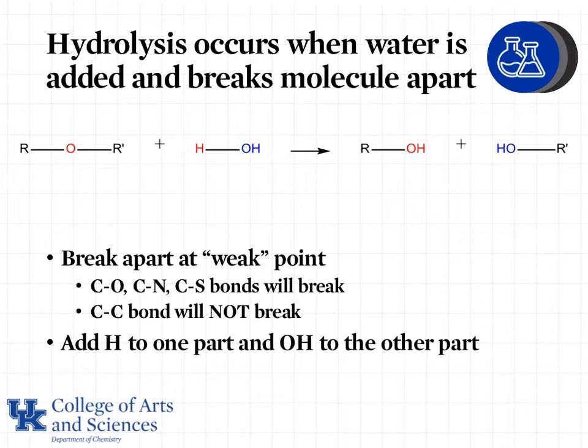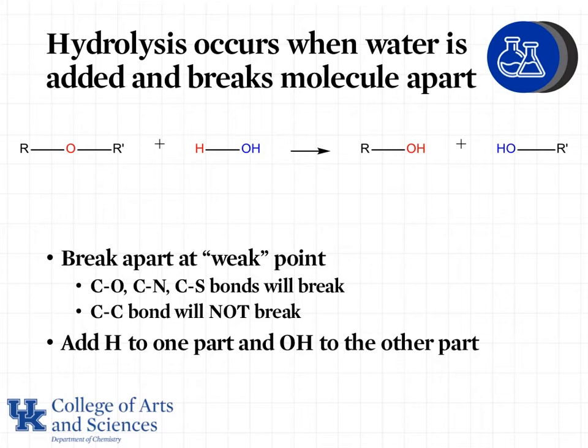What you want to look for is a carbon-oxygen, carbon-nitrogen, or carbon-sulfur bond. That tends to be where the bonds will break. We will not break carbon-carbon bonds, and we will not break carbon-oxygen double bonds. Once we've broken it apart to get the fragments, we will add H to one part and OH to the other part. During these reactions, whenever we're adding or removing water, we always look at it as an H and an OH.